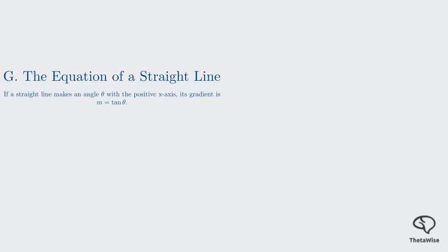Our final objective is to connect trigonometry with linear algebra by using the tangent function to find the gradient of a straight line. A fundamental relationship exists between the angle a line makes with the x-axis and its gradient. It states that if a straight line makes an angle θ with the positive x-axis, its gradient m is equal to tan θ. Let's prove this.